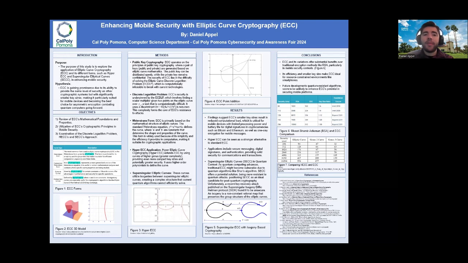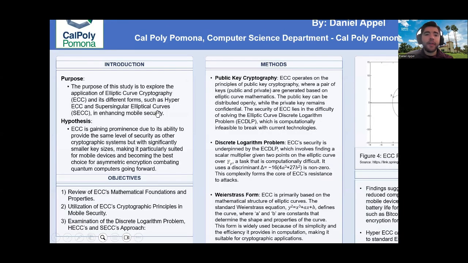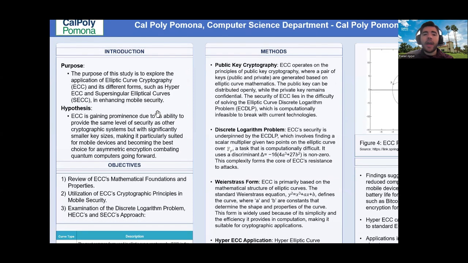And today I'm going to be talking about enhancing mobile security using elliptical curve cryptography. So to start off, we're going to take a look at the introduction. And the purpose of my presentation today is to look at the different forms of elliptical curve cryptography, including its regular form, hyperelliptical curves, and supersingular elliptical curves, and how those enhance mobile security.